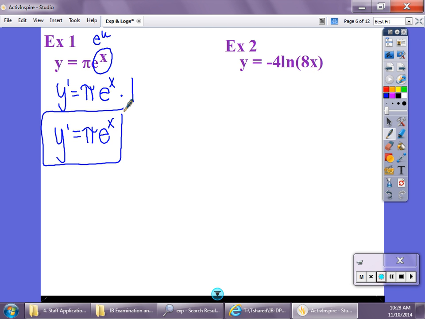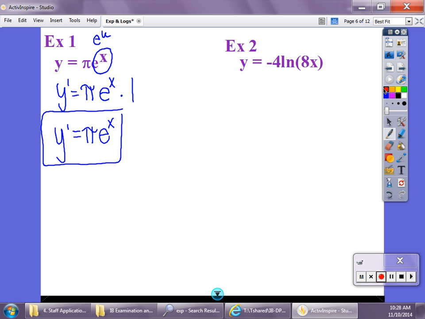So in general, if you have a constant in front of the function e to the x, and the derivative of e to the x is just e to the x, you'll get the same thing. You bring that constant down. Okay? Let's look at example 2.